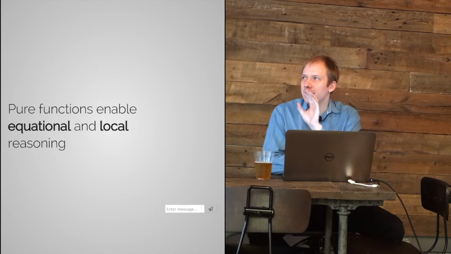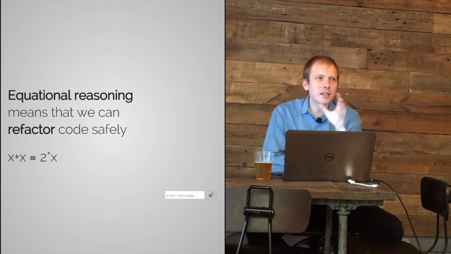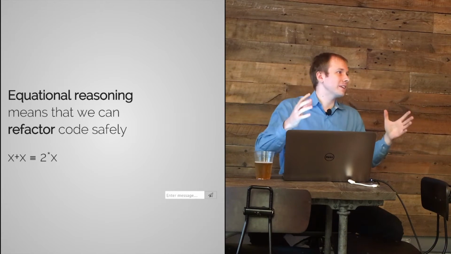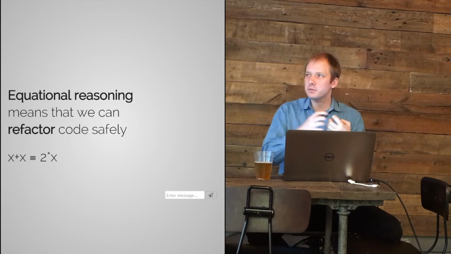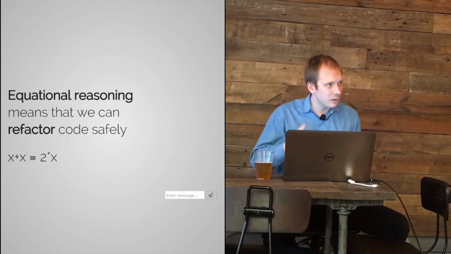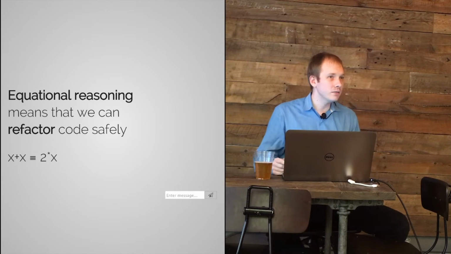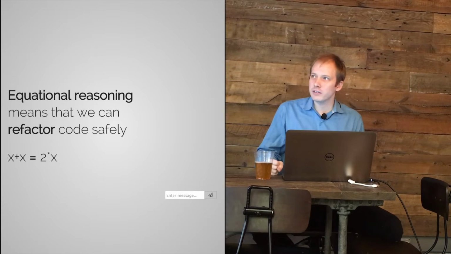See, so in Haskell, when you see an expression like x plus x, and imagine that x could be a much more complex expression as well, right? So if you see an expression being added to itself, you can change it to just multiply by 2. That might impact your performance a little bit, but it's not going to impact how the program behaves. And we have a really strong guarantee of this.